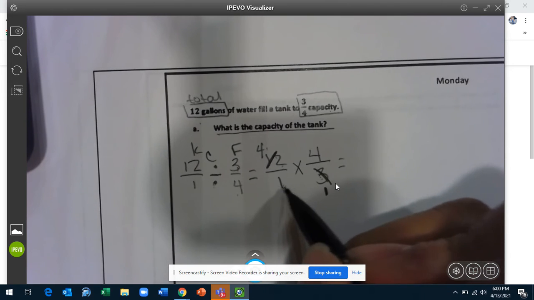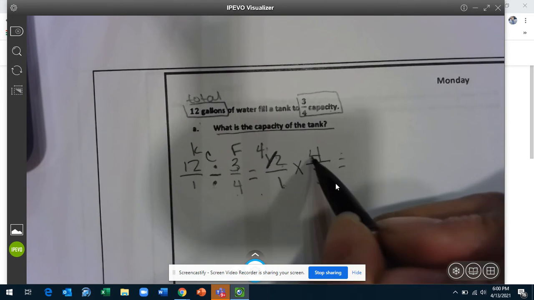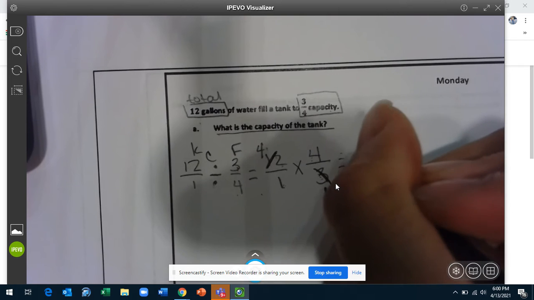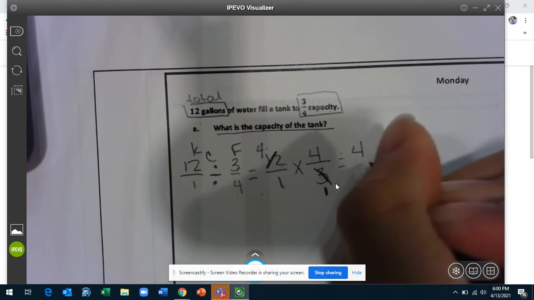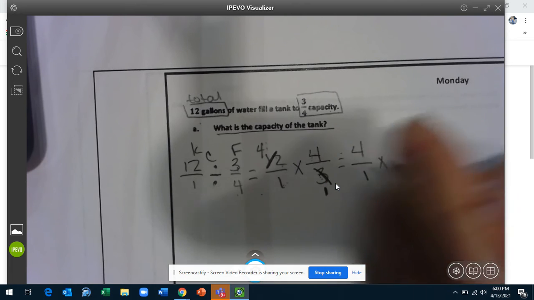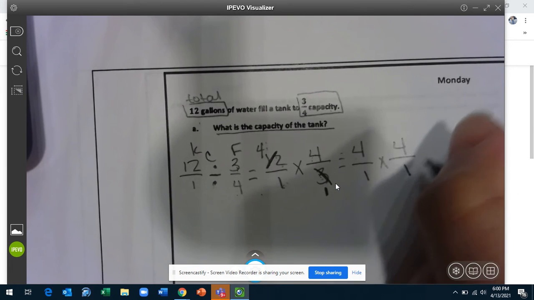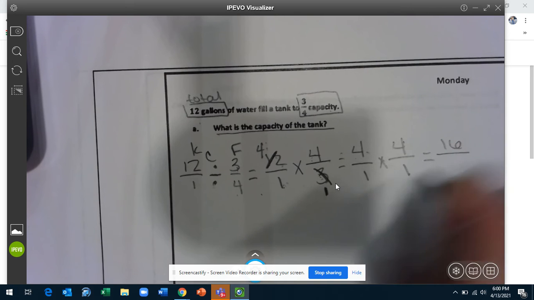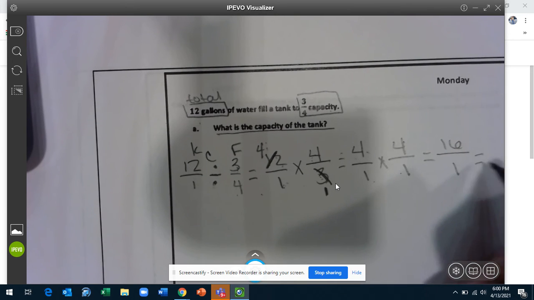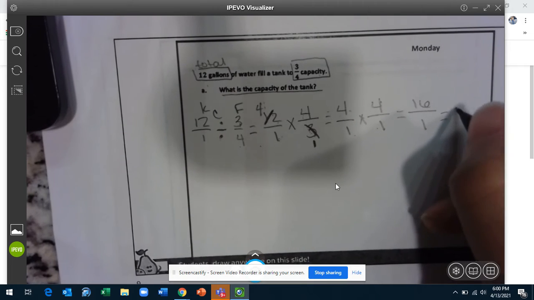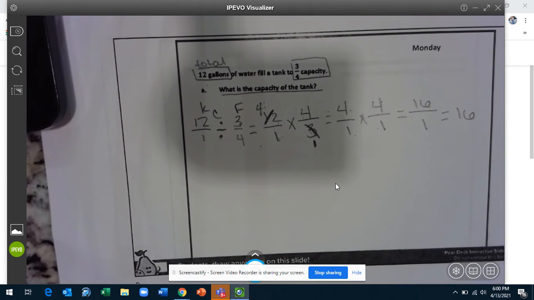I'm going to look at my B and my C, which is 1 and 4, and I see that I can't simplify those. So now my next step is to rewrite it: 4/1 times 4/1. 4 times 4 is 16. 1 times 1 is 1, and anything over 1 is itself. So the answer is 16.